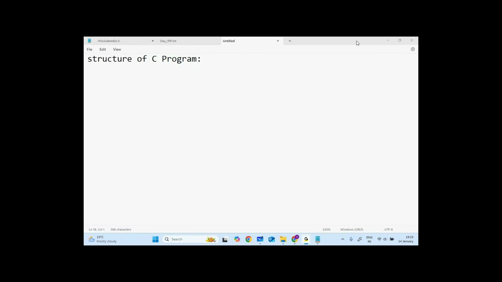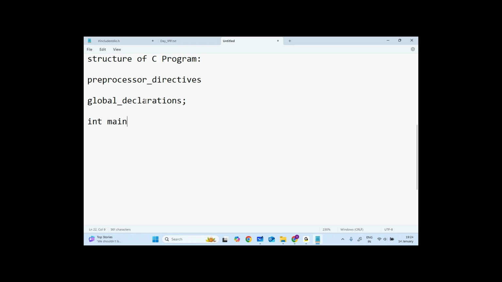Okay. Now, what is the structure of a C program? The first thing we always write in our program is preprocessor directives. After that, we will come across global declarations, and then function prototypes. Let's keep it this way and then we will go into detail.